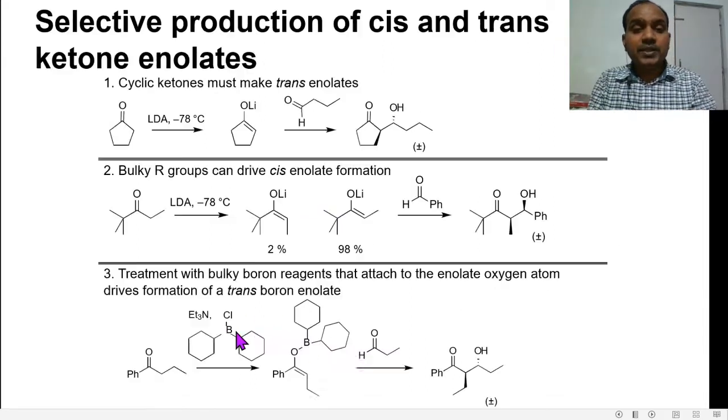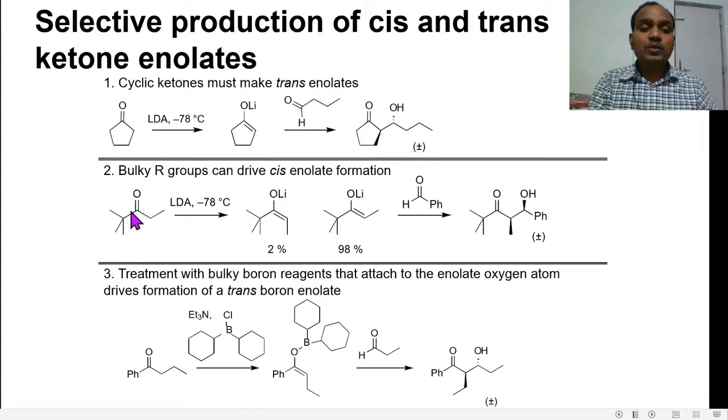Okay, next one, there is another example: cyclopentanone with LDA. Again it is cyclic, therefore trans-enolate formation, and as the trans-enolate is reacted with this butanaldehyde molecule, this gives the formation of this anti-aldol as a major product because of the trans-enolate formation.